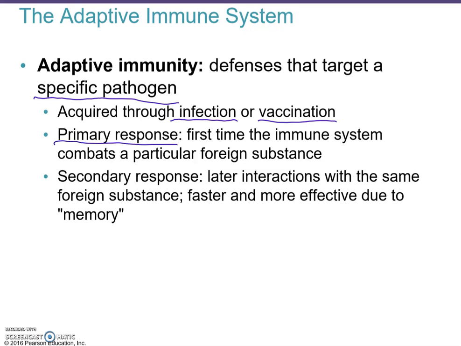And the primary response can be either due to you getting exposed to a pathogen, or you getting exposed to an inactivated or attenuated kind of pathogen, so that would be in a vaccination, and then you develop your immune response. A secondary response is much faster because you already learned how to respond to this pathogen, and so it's faster, more effective, because you have this immune memory. You saw this pathogen already, you made a strategy already, you know how to deal with this pathogen.